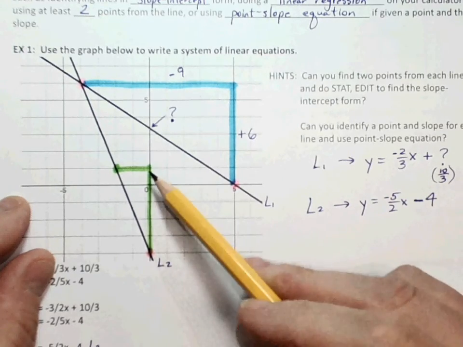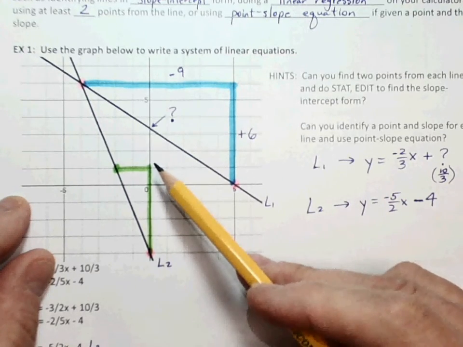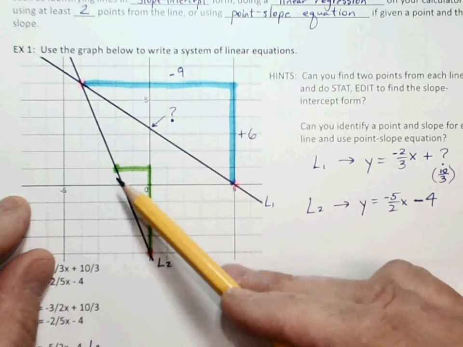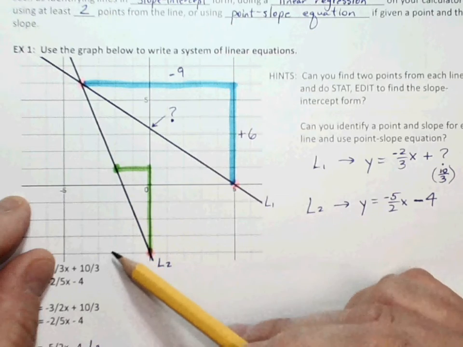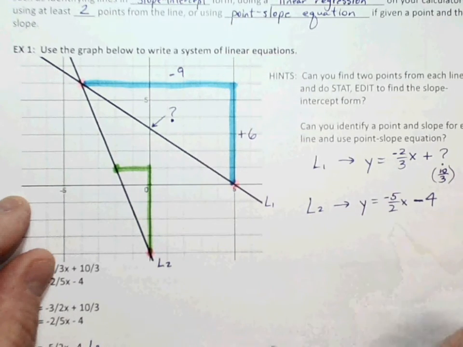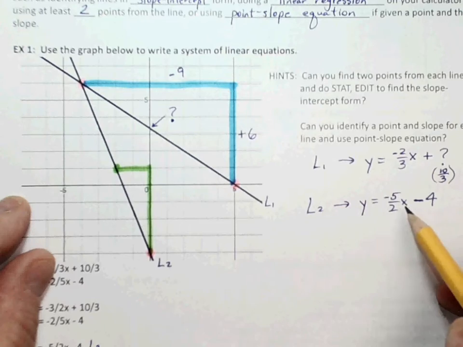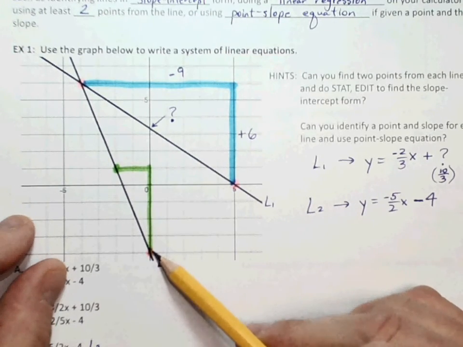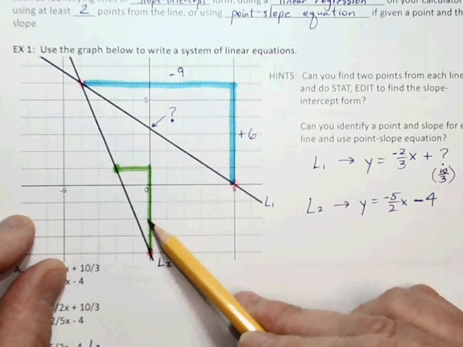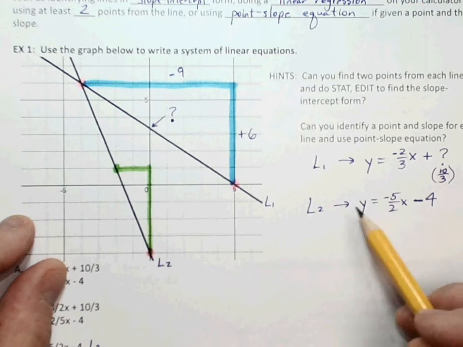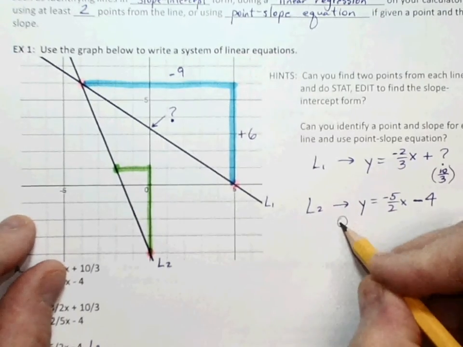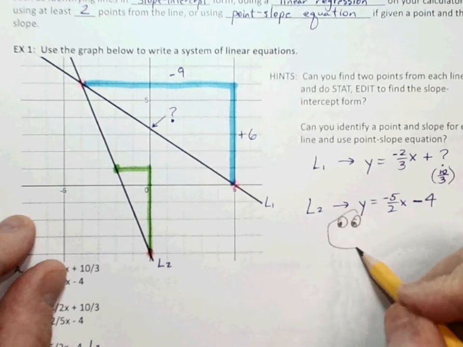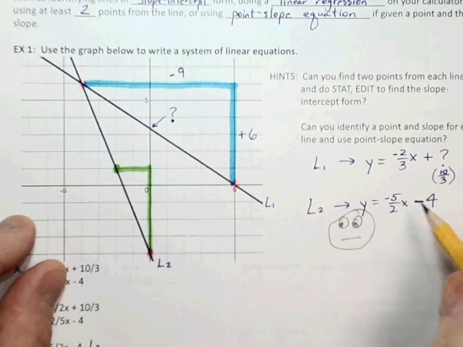And I did the same thing for the other guy. Up 5, left 2. So that's a negative slope. I could have gone down 5 and right 2. It doesn't matter. I think that's what I wrote over here. Same thing. This one, I can look and see the y-intercept. The y-intercept is at -4: -1, -2, -3, -4. So this guy was done just by looking. All we did was look over here and we found it.